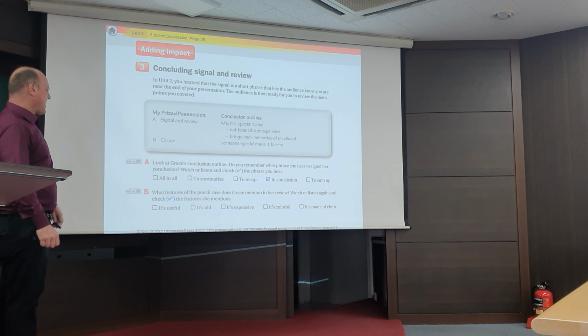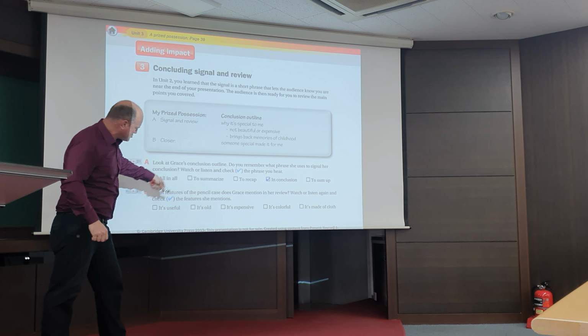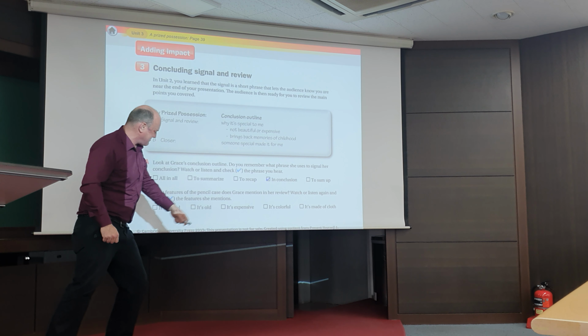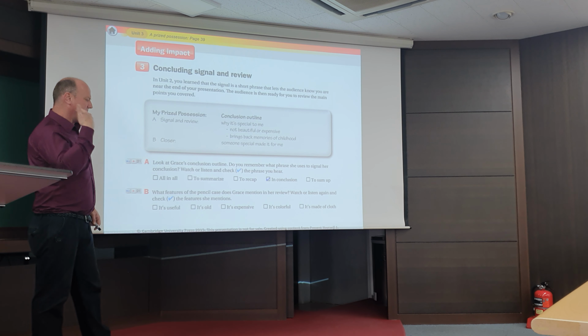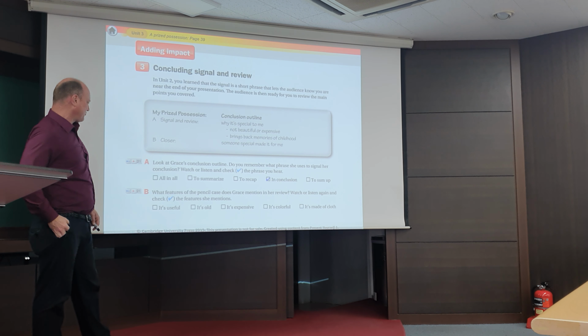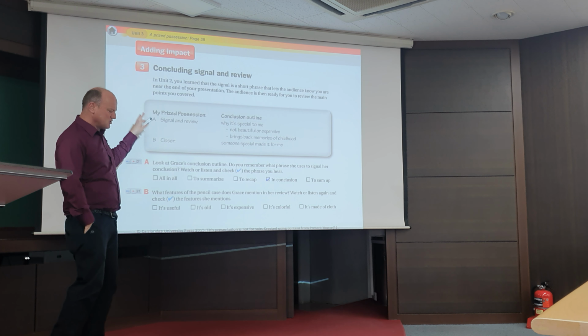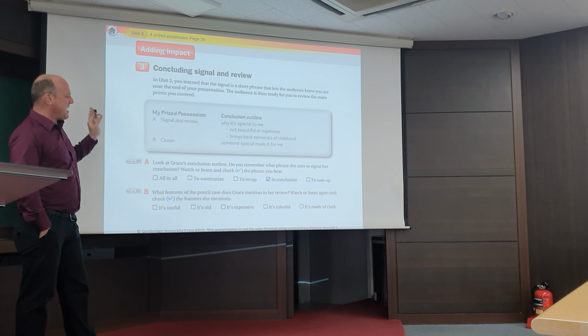Okay, I'm sure you got it. Which one? It was the in conclusion. Okay, and what features of the pencil case does Grace mention in her review? Listen again and check the features she mentioned. So we've got it's useful, it's old, it's expensive, it's colourful, it's made of cloth.